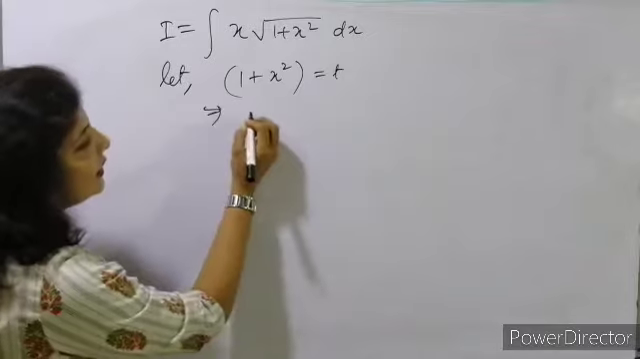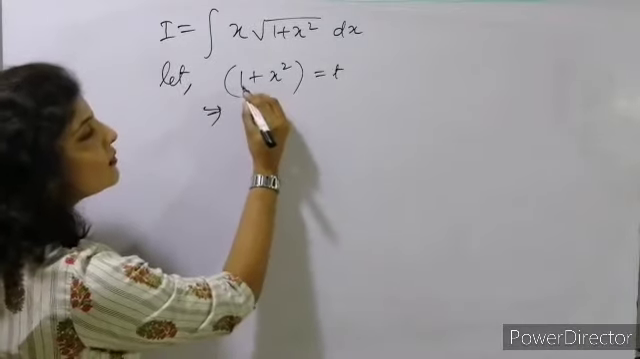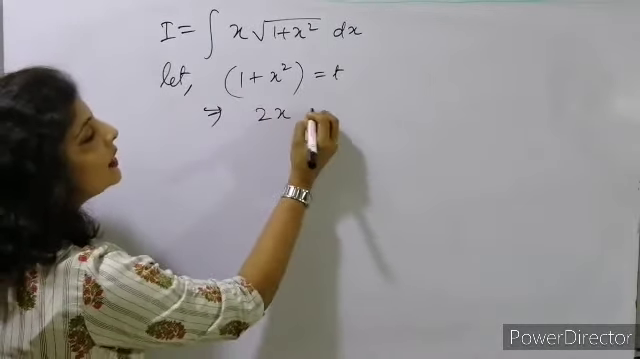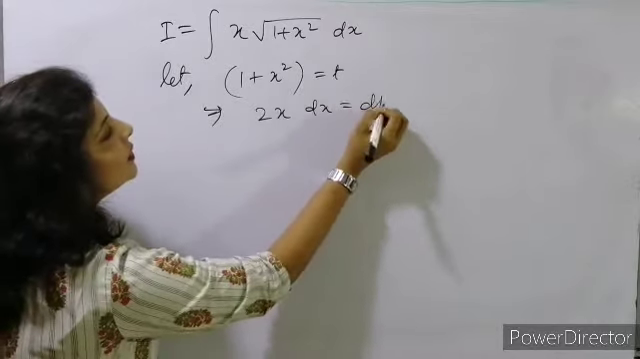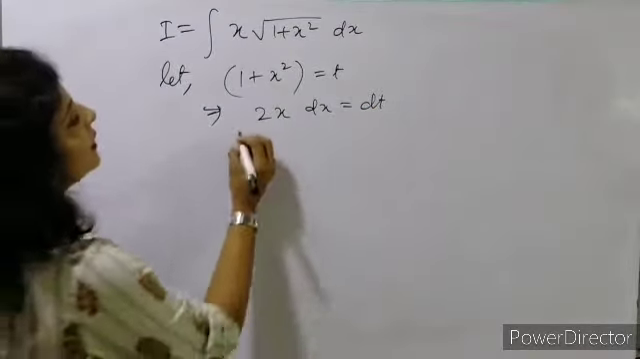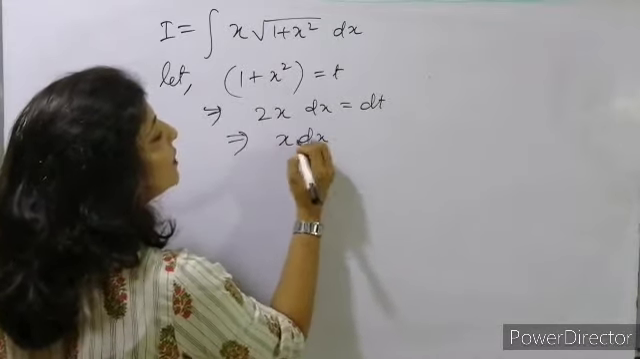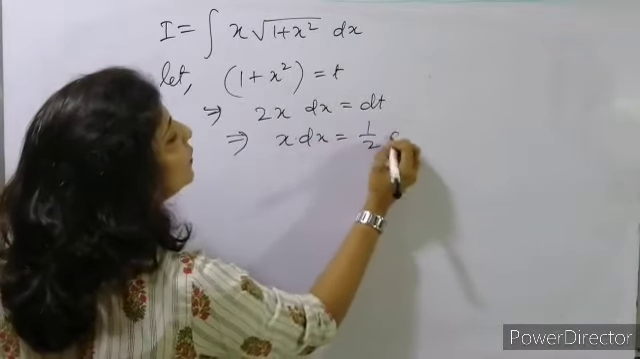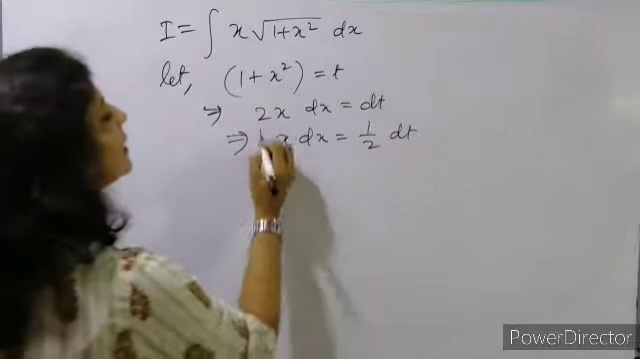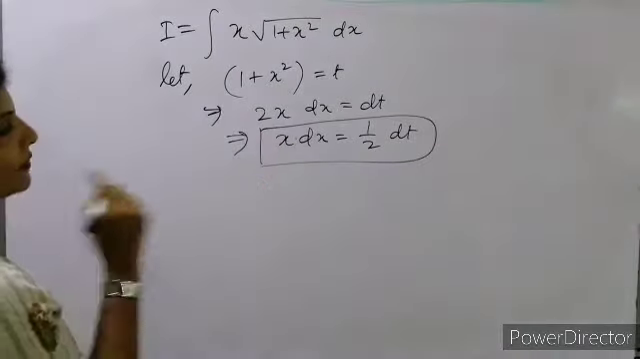So what will be the derivative of this? 2x. This will be 0, and this will be 2x dx. That will be equal to dt. Okay. Then x dx will be equal to 1 upon 2 dt. Okay. Now what will we do? Why have we taken this?